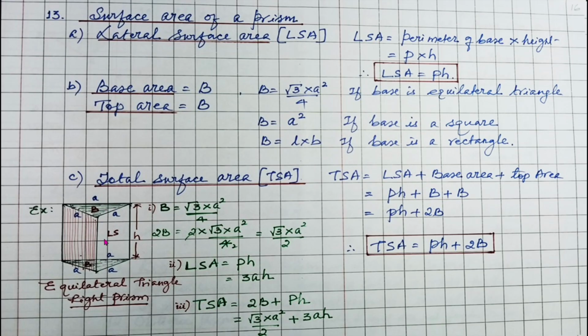Now as an example, I have taken a base that is an equilateral triangle, and the lateral surfaces are rectangles. Therefore the base B is root 3 a square by 4. So 2B will be 2 into root 3 a square by 4, that is root 3 a square by 2. The lateral surface area will be the perimeter of the base, that is a plus a plus a, that is 3a, into height, that is 3aH. Therefore the total surface area is 2B plus PH, that is root 3 a square by 2 plus 3aH. So that is the formula for the total surface area of this prism.